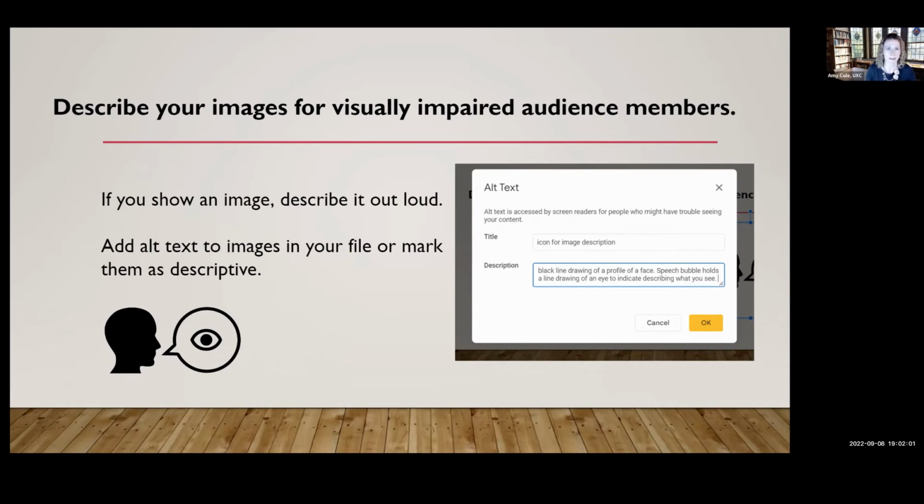In this example on the right, I have a screenshot of the window. This is a very meta slide because this is a screenshot of the actual description I made of that icon that's over on the left. In the title, for some reason in Google Slides, it gives you a title. I don't know why, but the description says black line drawing of a profile of a face. Speech bubble holds a line drawing of an eye to indicate describing what you see. So that is what I might give if this were an actual photo of any consequence.